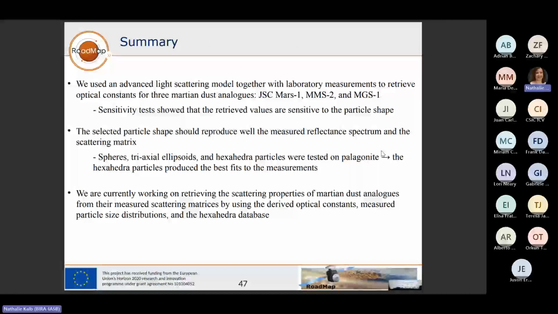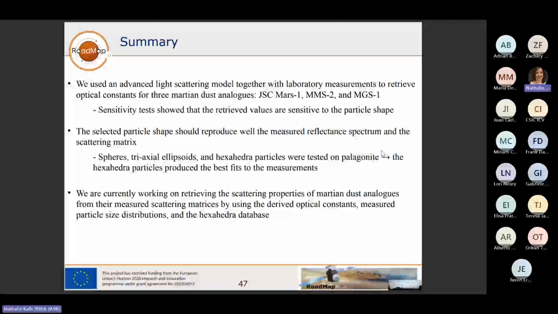Okay, just to summarize. We used the advanced light scattering model together with laboratory measurements to retrieve optical constants for 3 Martian dust analogs. And we carried out sensitivity tests, and we saw that the retrieved values are sensitive to the particle shape, but not sensitive to the real part of the refractive index when we are looking at the reflectance spectrum.